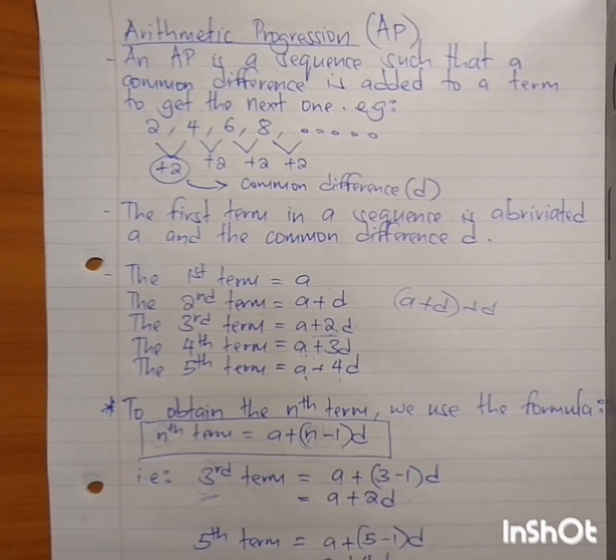So here we have been told to find the fifth term. The term is a plus 5 minus 1 d. So it's going to be a plus 4d. That's the fifth term because our n here is going to be 5. So 5 minus 1 is 4. So we have a plus 4d.